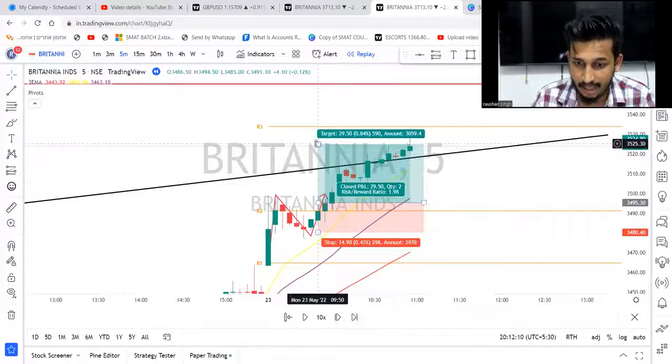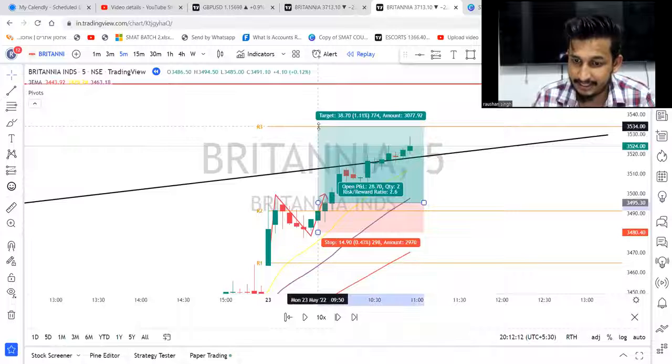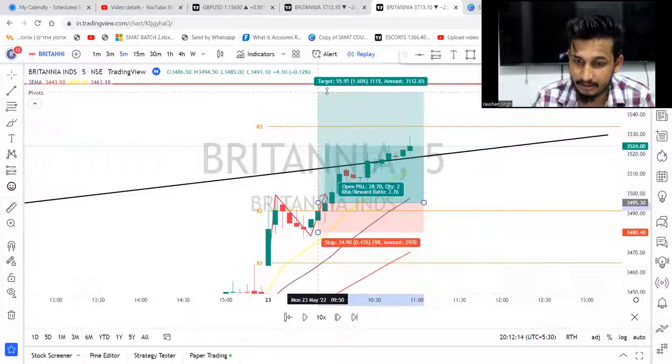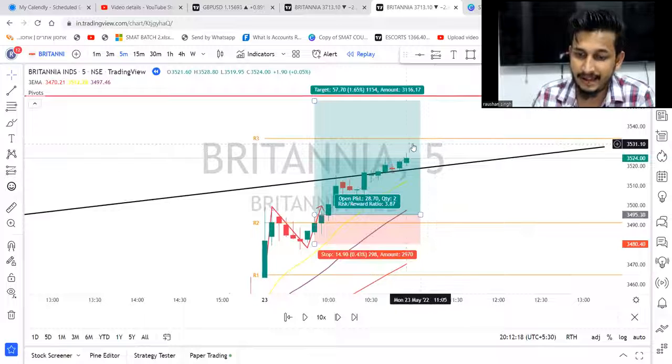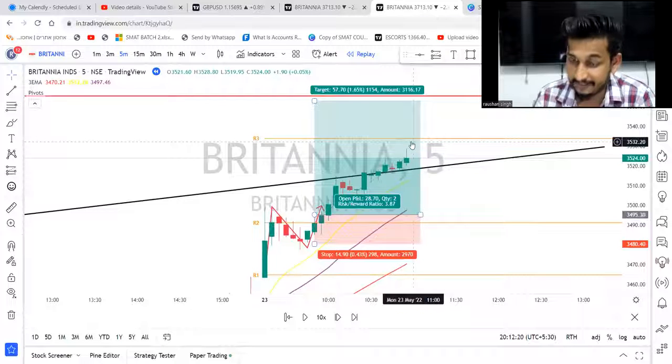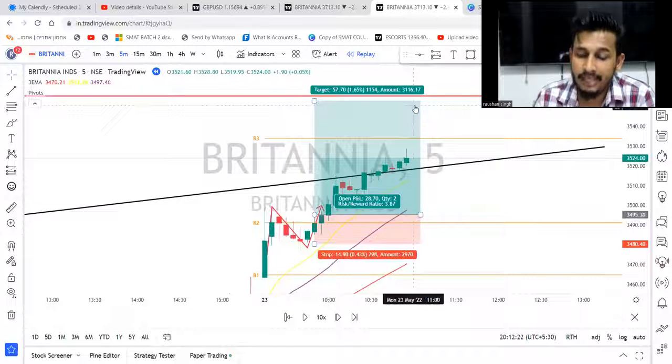Fine. Now I could have increased at this level, and this is also possible. Let's say I'm increasing it over here. I do not know whether it is going to achieve it or not. But if any candle closes around this, and if it is a bullish candle, there will be 99% chances that it can go up to that level.